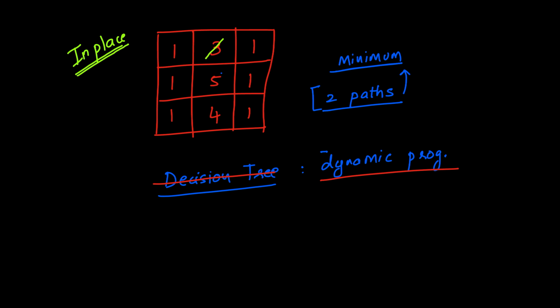If you look at cell 3, there is only one way to get to it. It's from the left as there are no cells above it. So the path sum will be 1 plus 3, that is 4.